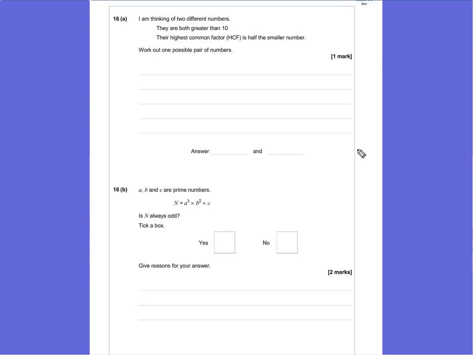Question 16a. I'm thinking of two different numbers. They are both greater than 10. Their highest common factor is half the smaller number. Work out one possible pair of numbers.